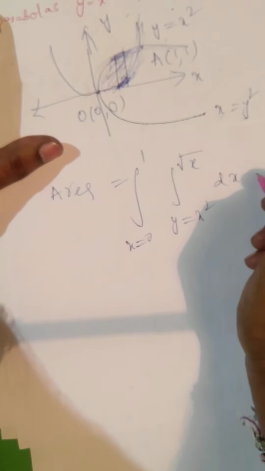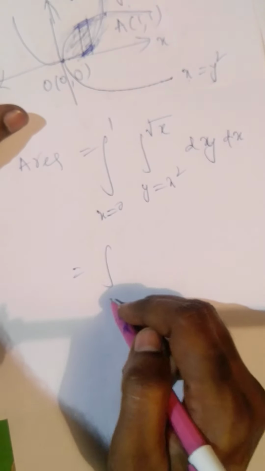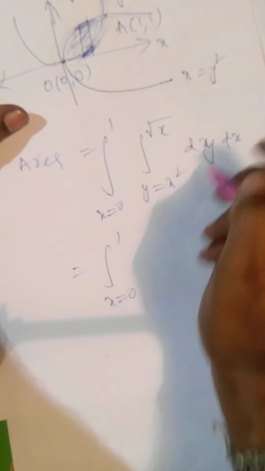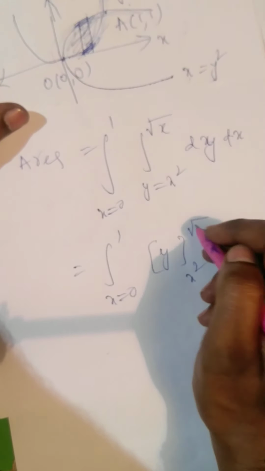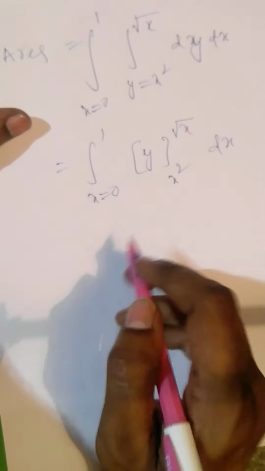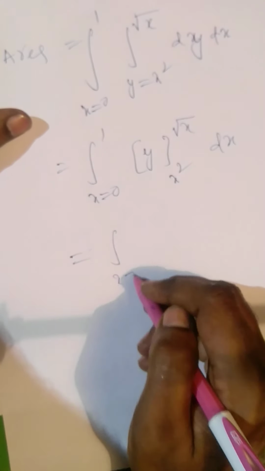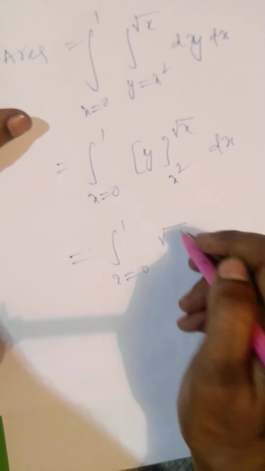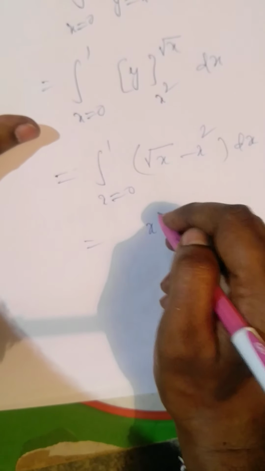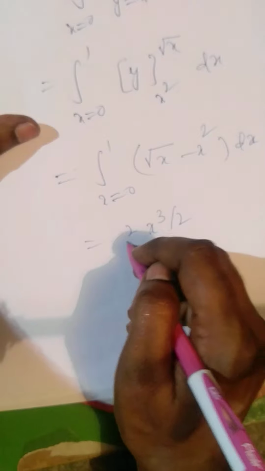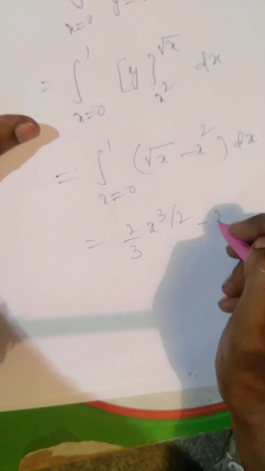dy dx. Now here we can write x equals 0 to 1. Integration of dy is what? Y. What are the limits here? X square to root x, dx. Okay, that is integral x equals 0 to 1 of root x minus x square, whole dx. Now we can integrate with respect to x. Root x is nothing but what? X power 1 by 2. What is the integration of x power 1 by 2? X power 3 by 2 divided by 3 by 2. That we can write as 2 by 3, minus what is the integration of x power 2?